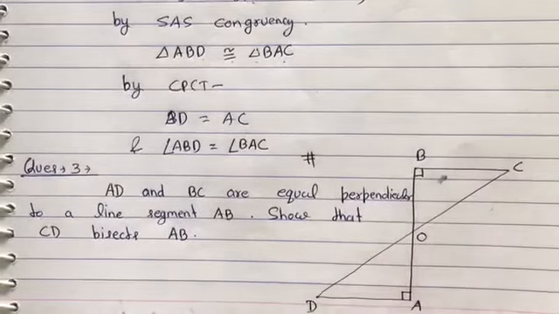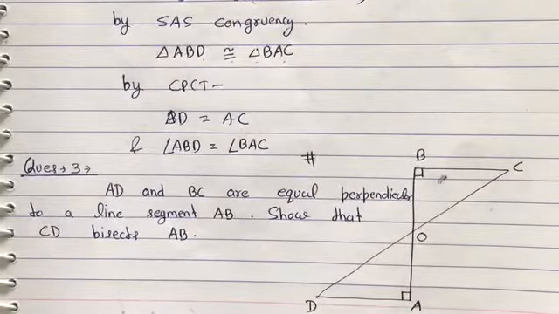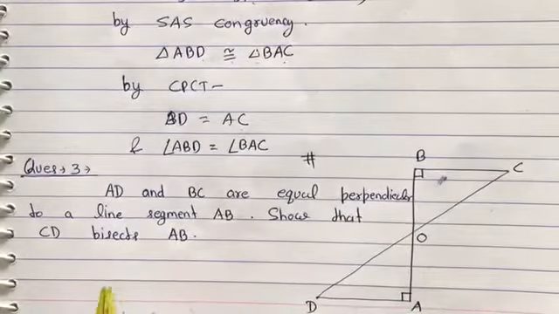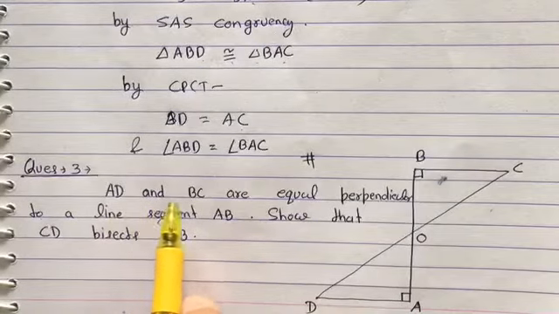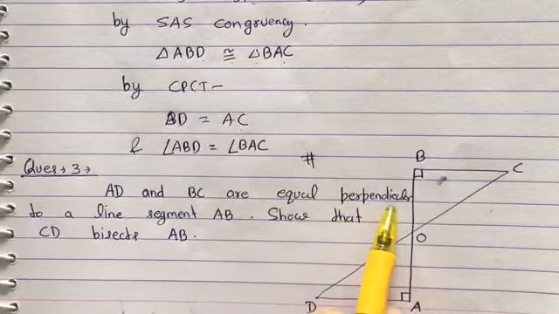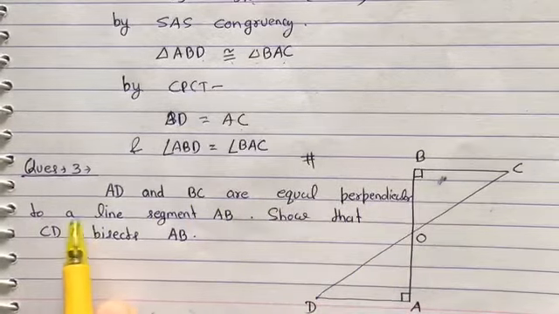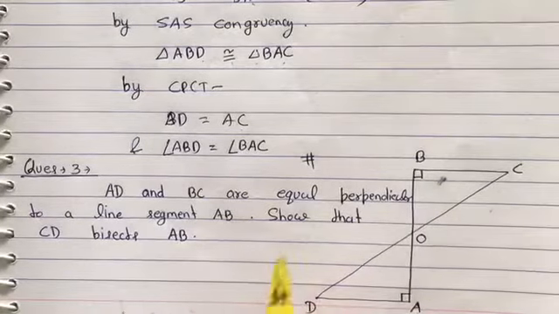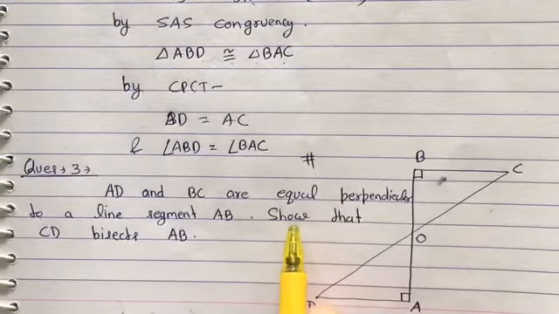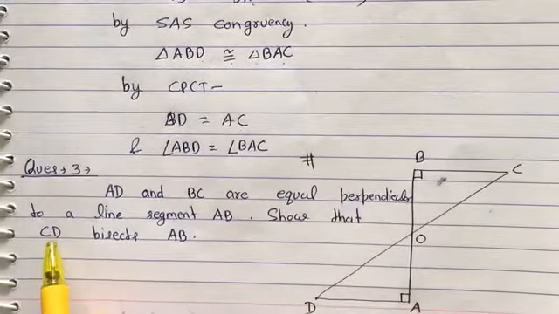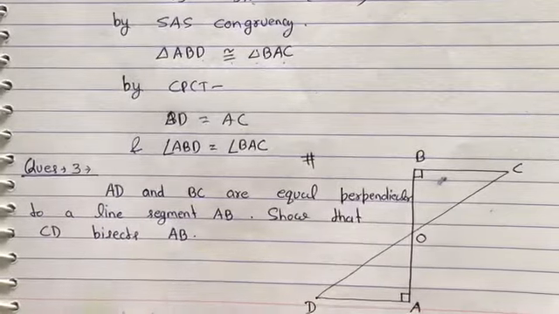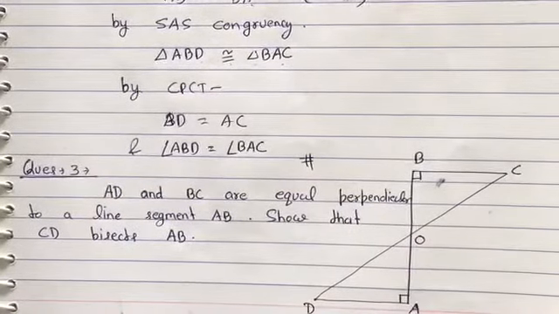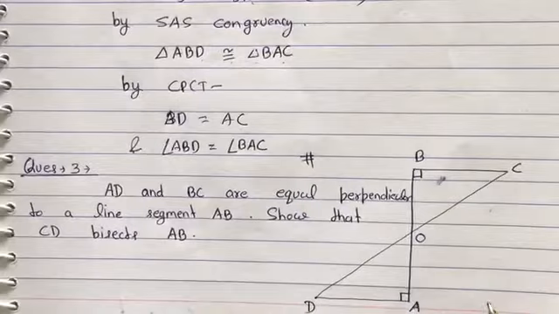This is the question number 3. First of all, read the question. AD and BC are equal perpendiculars to a line segment AB. Then what we have to show? Show that CD bisects AB. This is the question. Now come to the figure.